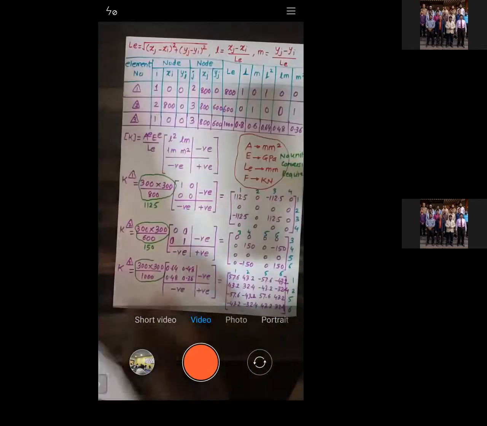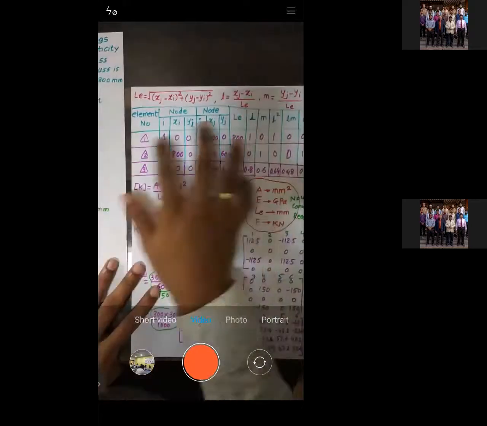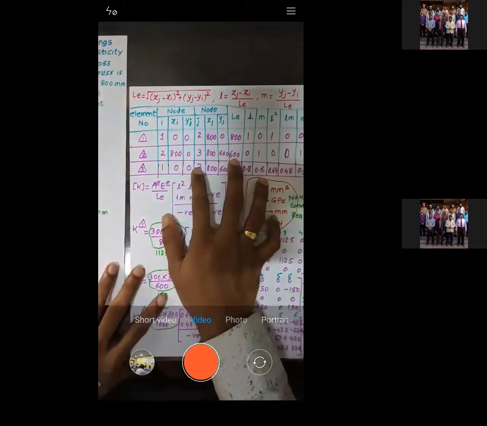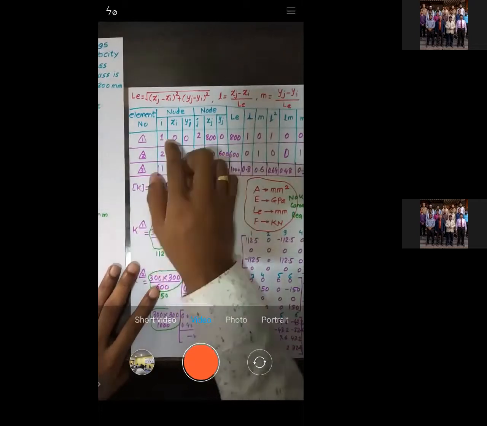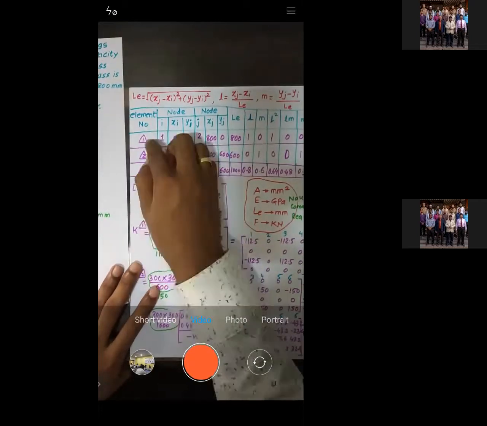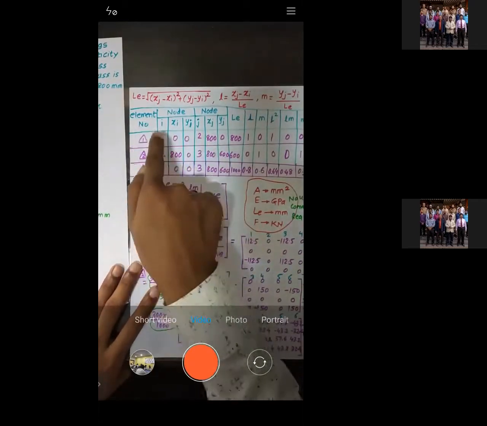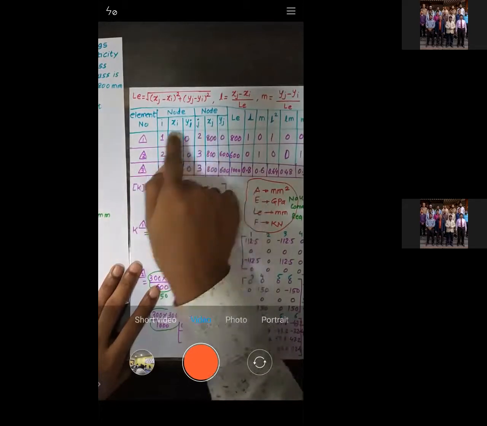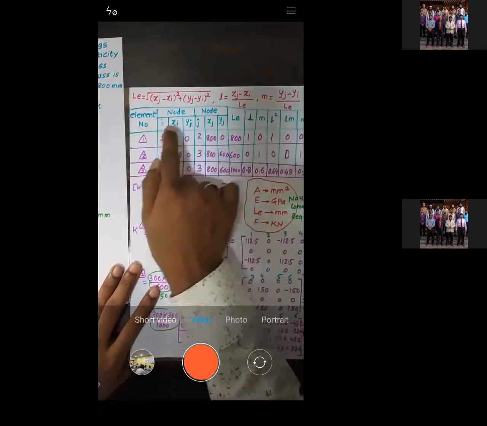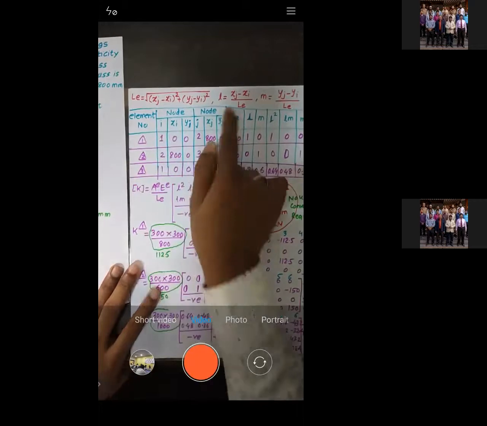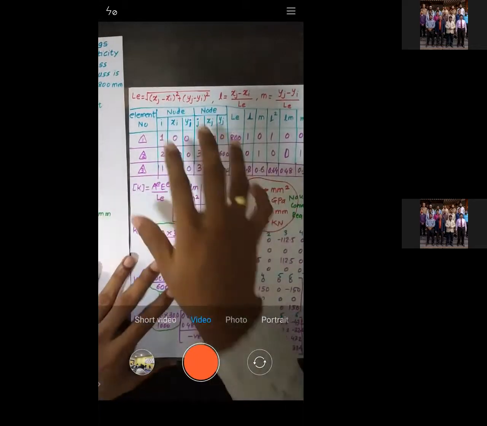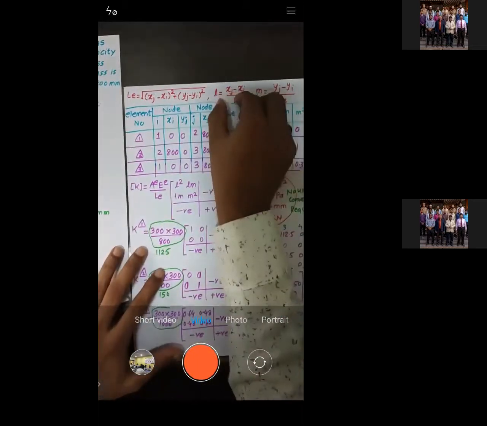After that, we started filling this table, which is written for elements. We have 3 elements. For every element we have 2 nodes, I and J, and for every node we have X and Y coordinates. It is simple in that way. After that, we have written the length of the element.